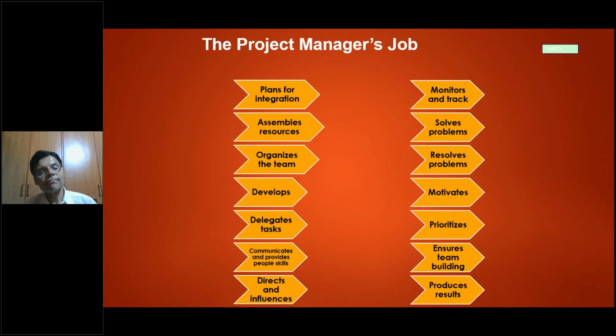And if I look at the talent triangle of today, PMI, the largest project management institute in the world, has come up with a talent triangle. That triangle has three sides. Okay, it's an equilateral triangle, which means 33% weightage is given to each.